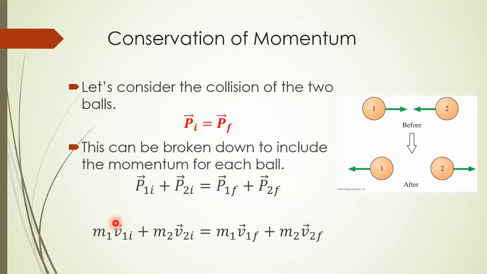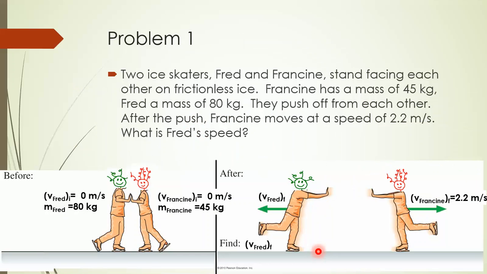This equation right here, or some variation of it, is what we use a lot in our conservation of momentum problems. We're looking for our total initial momentum to equal our total final momentum. There might be 3 balls, there might be 5 balls, but we're going to add all of their momentums on the left for initial momentum and all of their momentums on the right for final momentum. So let's do a problem.